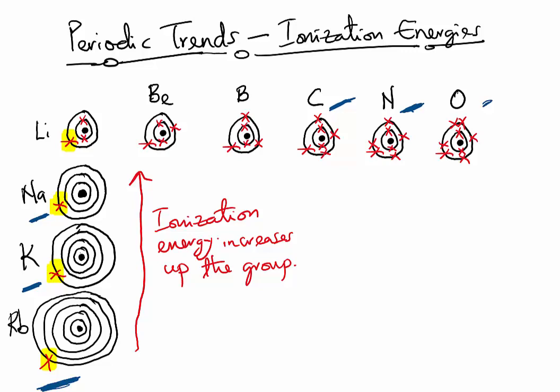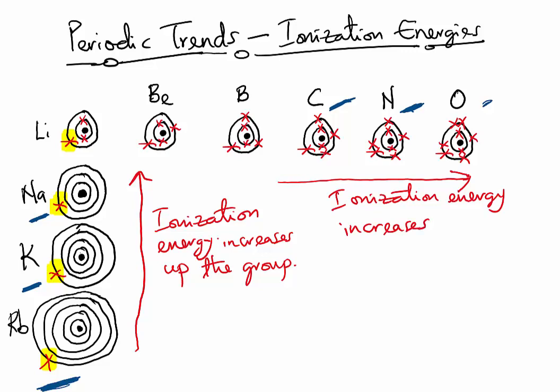In a nutshell, ionization energy increases from the left side of the periodic table to the right. So, ionization energy increases from the left side of the periodic table to the right, across the period.